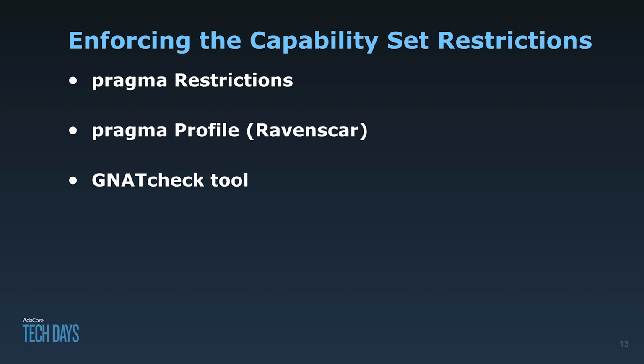Pragma Profile Ravenscar was added in Ada 2012. That bundles up a bunch of restrictions to ensure adherence with the deterministic Ravenscar subset. And then finally, as I mentioned, the GNATcheck tool, again, a little plug there for Rob's demo, can be used to enforce many of the restrictions that are in these capability sets.